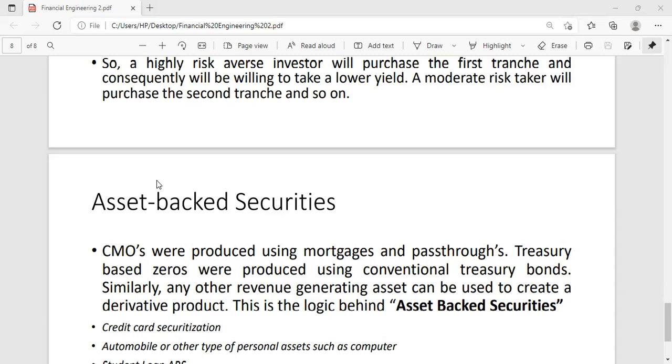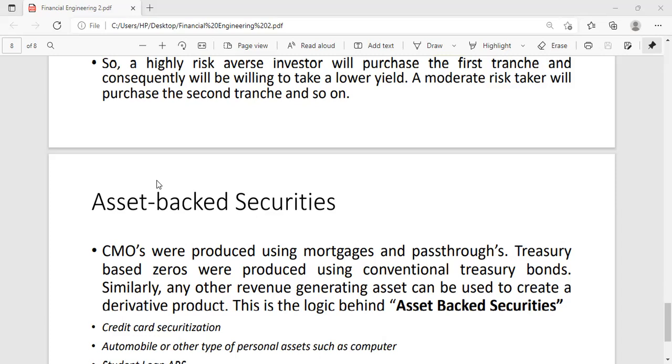So there are two adjustments that should be taken into consideration to justify the value of the embedded option. One is to calculate the option adjusted spread. Another one is to measure the option adjusted duration.